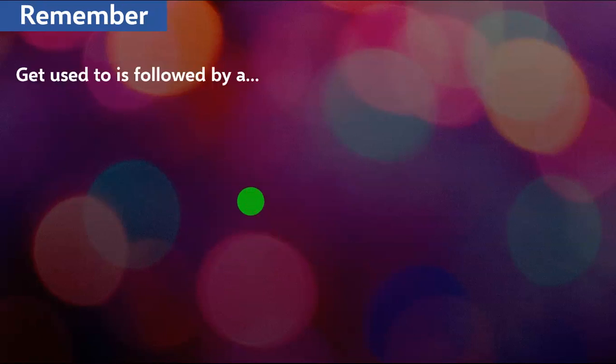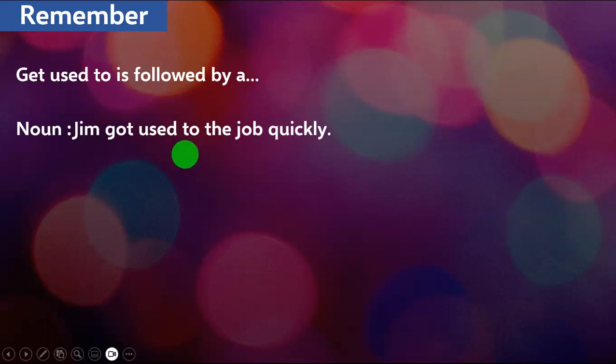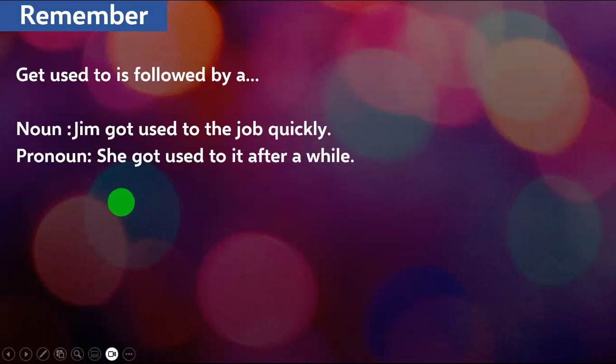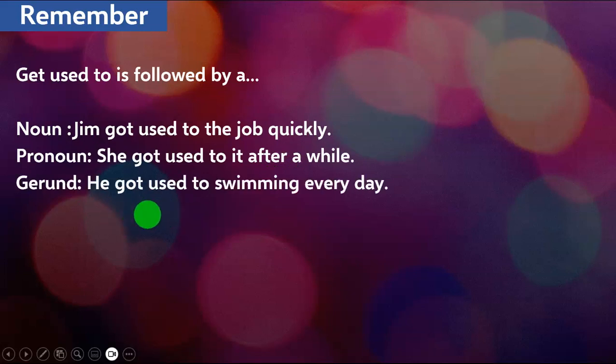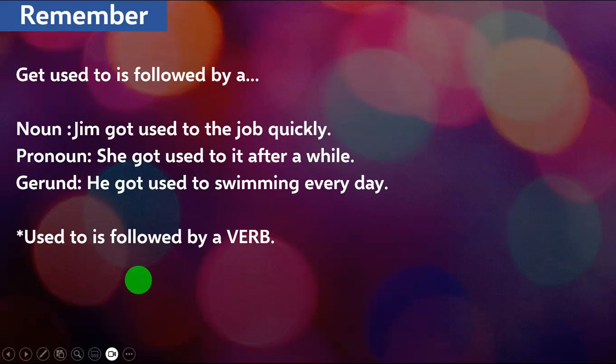Now, again, you need to remember that get used to is followed by a noun. Jim got used to the job quickly. Pronoun, she got used to it after a while. Gerund, which is the continuous form, he got used to swimming every day. You learned that used to is followed by a verb earlier, but remember, get used to is followed by a noun, pronoun or gerund. So that's the difference between used to and get used to.